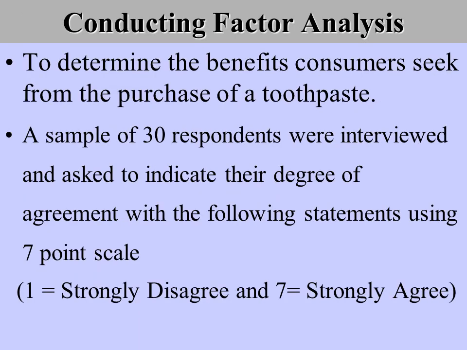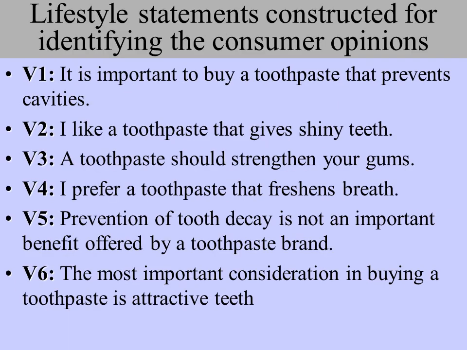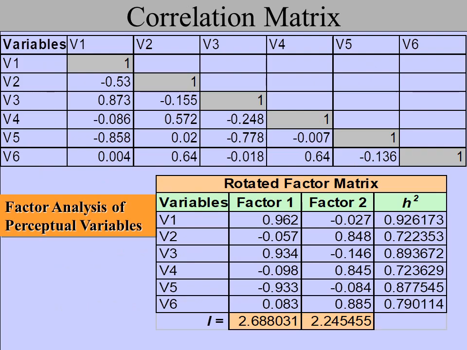I am going further. As I mentioned earlier, I am going to the same example. Say for example in a departmental store, I am understanding a consumer who wants to buy a toothpaste from the departmental store. I am seeking responses from 30 respondents. I have interviewed them on a 7-point scale about their degree of agreement, 1 being strongly disagree, 7 being strongly agree. I was showing you the correlation matrix. That is how the matrix looks like. I was showing you after iteration how the rotated factor matrix looks like. This is how the rotated factor matrix looks like.